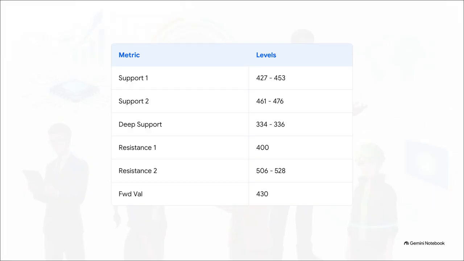Let's break down the exact micro-level numbers for AMD. The 2027 forward median valuation expectation sits at 430. Looking at the technicals, the critical support bands to watch are between 427 and 453, then 461 to 476. If it falls through, there is a much deeper support level down at 334 to 336. On the upside, for resistance, it hits a wall right at 400 and again in the 506 to 528 zone. Ultimately, breaking higher relies heavily on a massive Q4 2027 earnings explosion.